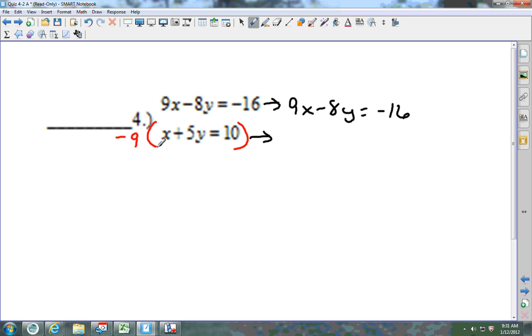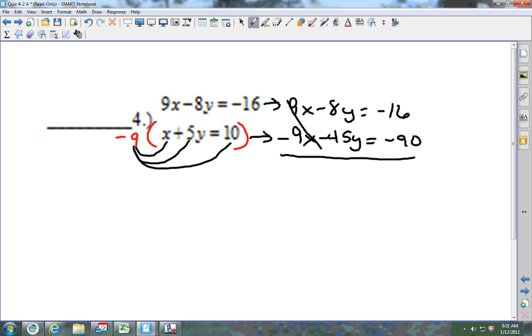Now let's write the bottom one. Negative 9 times x is negative 9x. Negative 9 times 5 is negative 45y. Negative 9 times 10. This is a mistake too. You have to multiply by that last one. Negative 90. A lot of times you forget to multiply by that. Now, the x's cancel out. I get negative 8y minus 45y. That's negative 53y. And then negative 16 plus a negative 90 is negative 106.